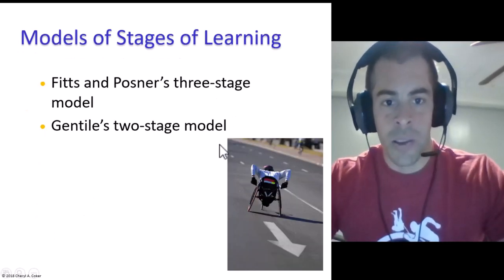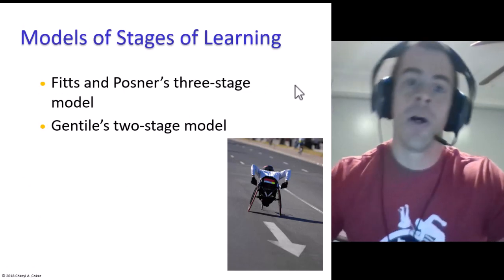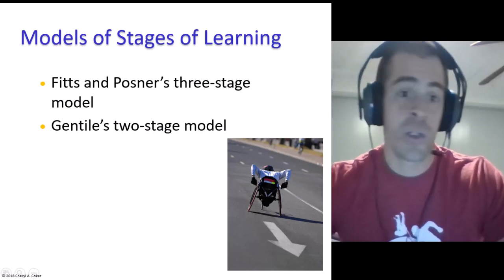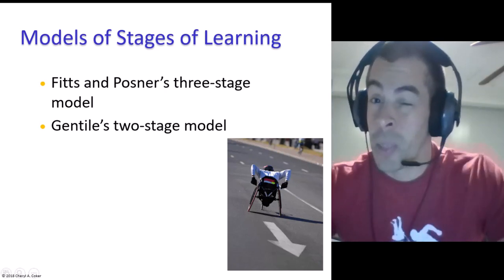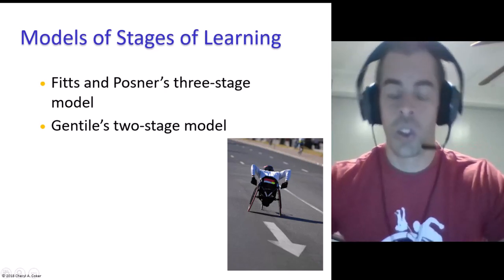All right, let's get going. So this chapter is going to emphasize 2 separate models of stages of learning. One is Fitts and Posner's 3-stage learning model. That's probably the one I personally reference a little bit more. And then you have Gentile's 2-stage learning model.